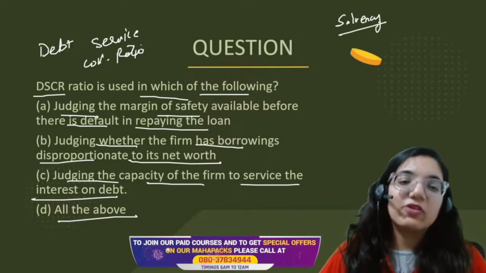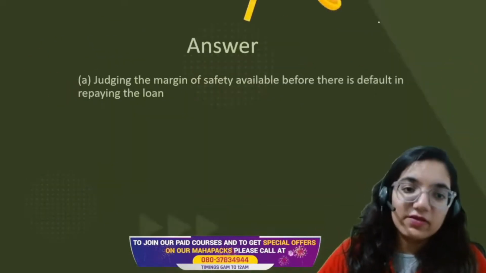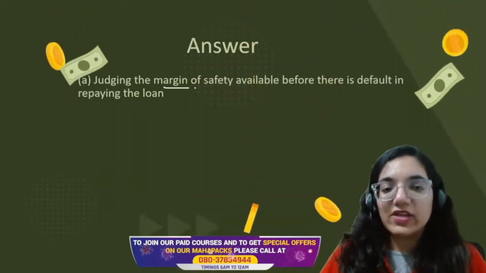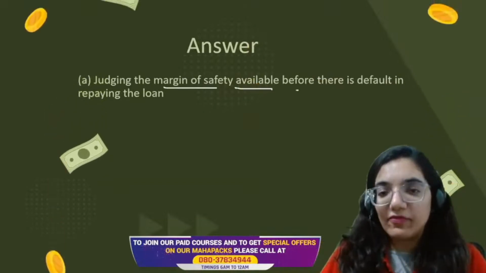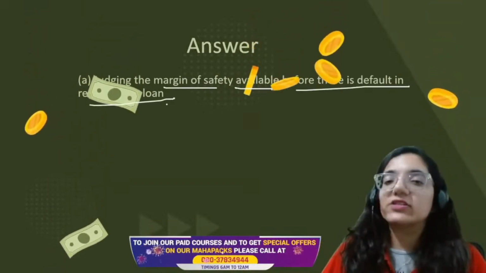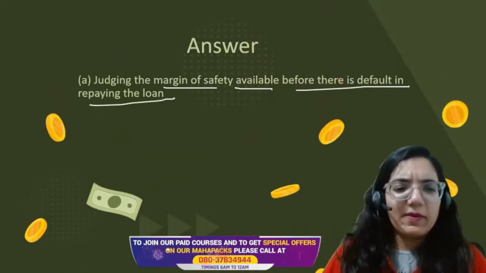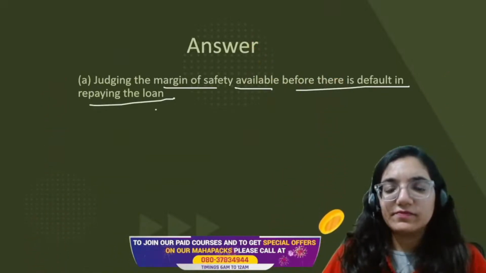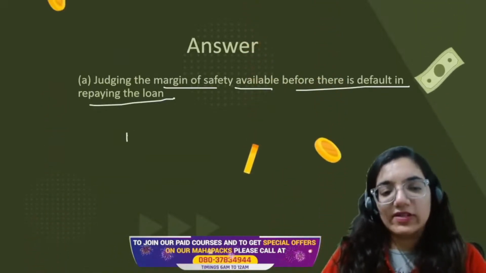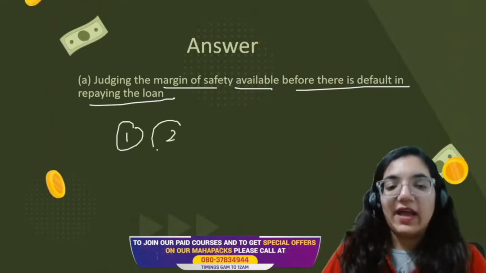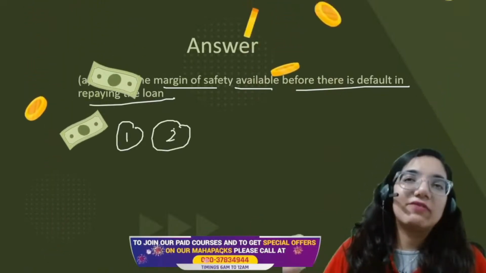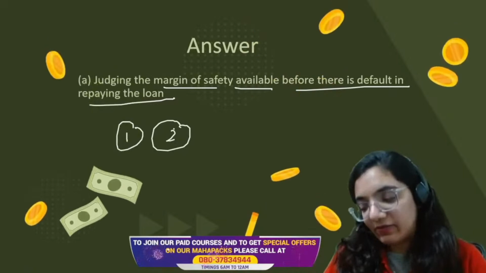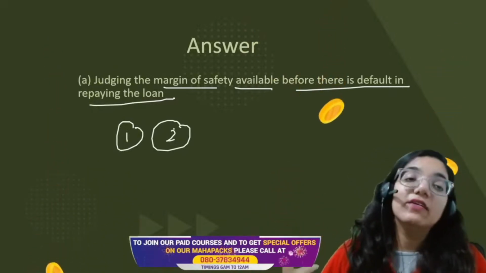In this case, we are looking forward towards the fact whether the margin of safety available before there is default in repaying the loan. We would like to know what is the amount that they have and what is the permanent amount they will have to pay. That is fixed amount they will have to pay every year if they take a loan.